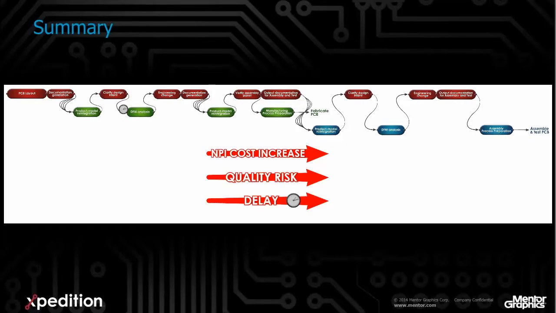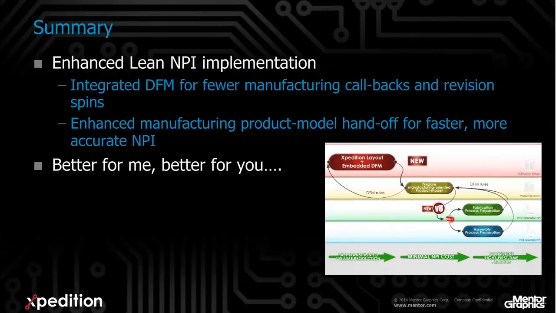That brings the Xpedition Lean NPI webinar to a conclusion. Today we have shown how, in contrast to the traditional NPI flow that is characterized by cost increases, quality risks and delays, a far better lean NPI flow is available based on proven Valor technologies. The Xpedition Lean NPI flow starts with maximizing the benefit of left shifting DFM onto the Xpedition designer's desktop, enabling the designer to minimize manufacturing related revision spins at source, but without having to be a manufacturing expert.